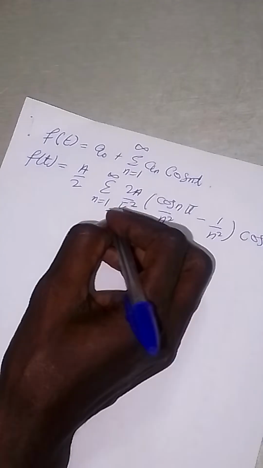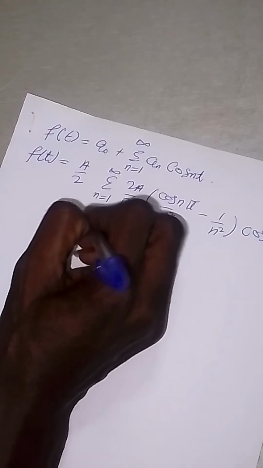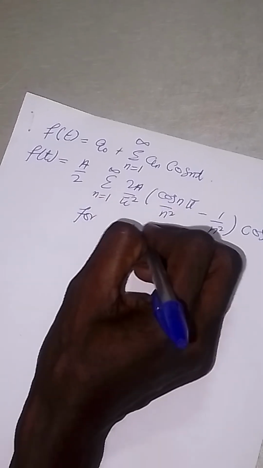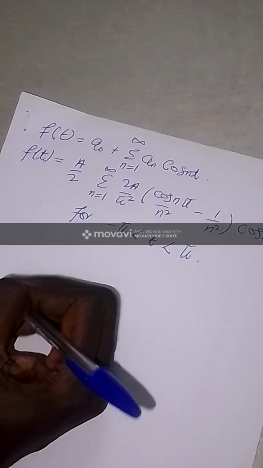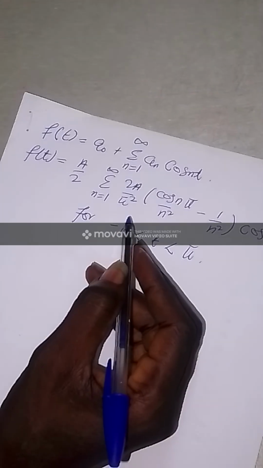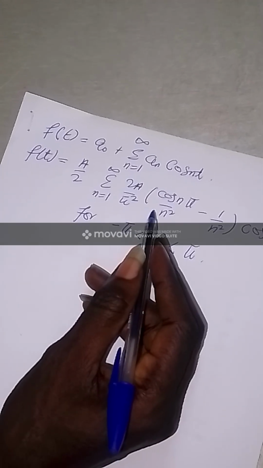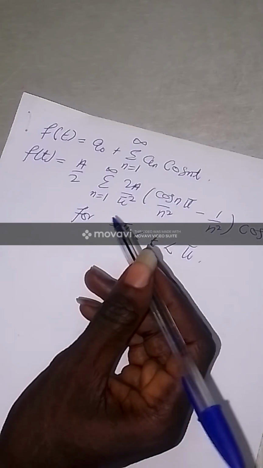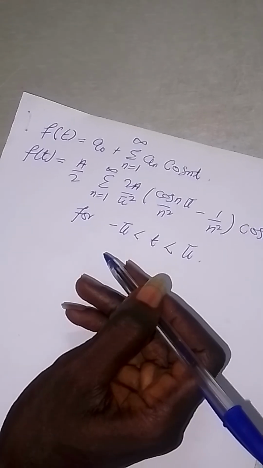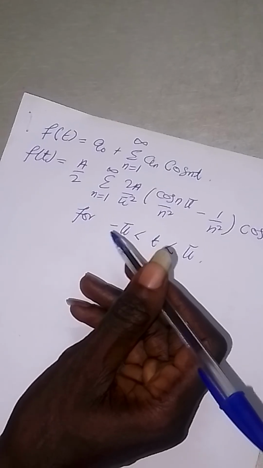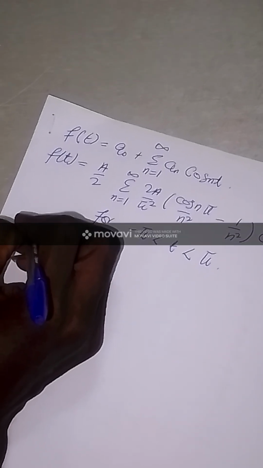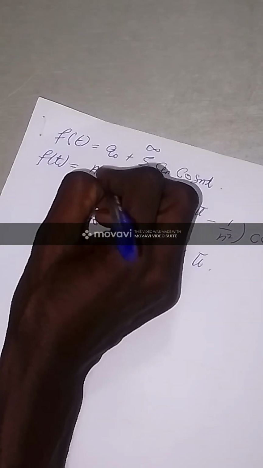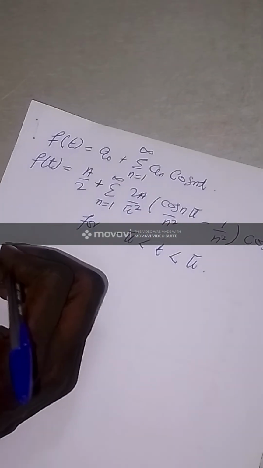But we have to also remember that this Fourier series is for the interval minus pi less than t less than pi. It is from this interval that we got this Fourier series. So now going forward, let me put in n equals 1. Please, here is plus. We have to maintain it and then let it be there.